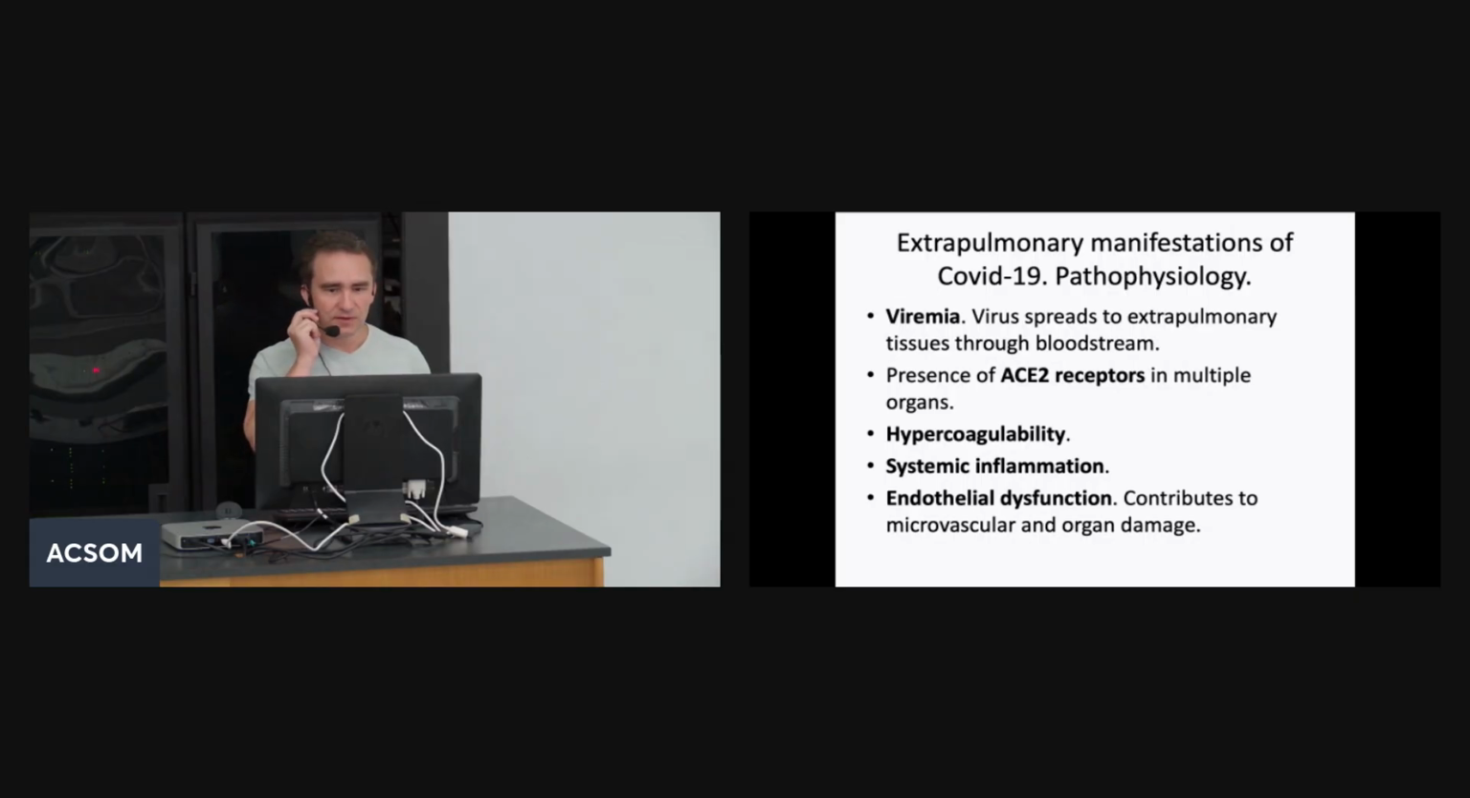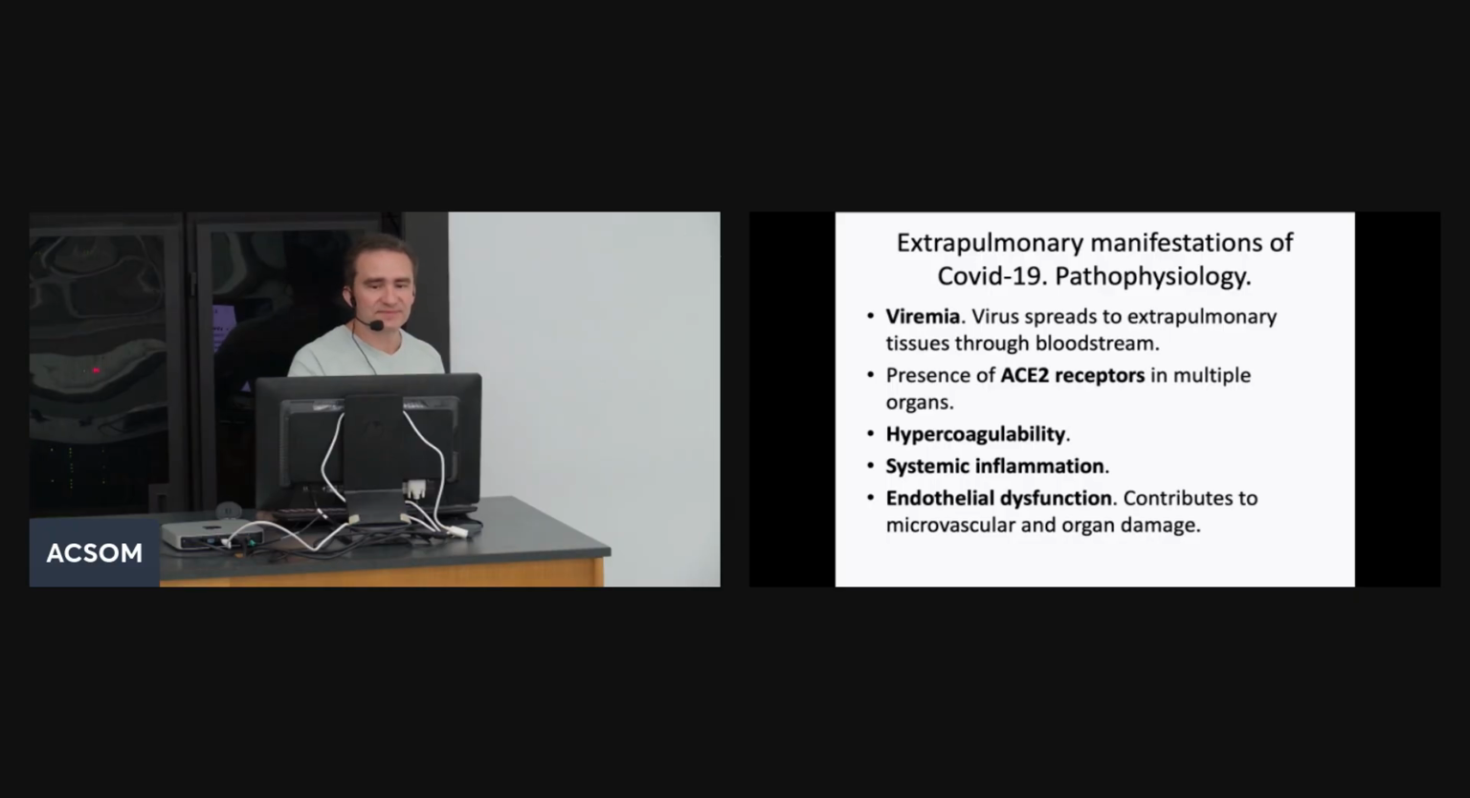The topic for the lecture is primarily lung manifestations and pulmonary COVID-19, but just to mention that there would be a lot of extrapulmonary manifestations, and that would happen because the virus spreads throughout the body to extrapulmonary sites, and there are ACE2 receptors in multiple organs. That's why a lot of parts of the body may be affected.